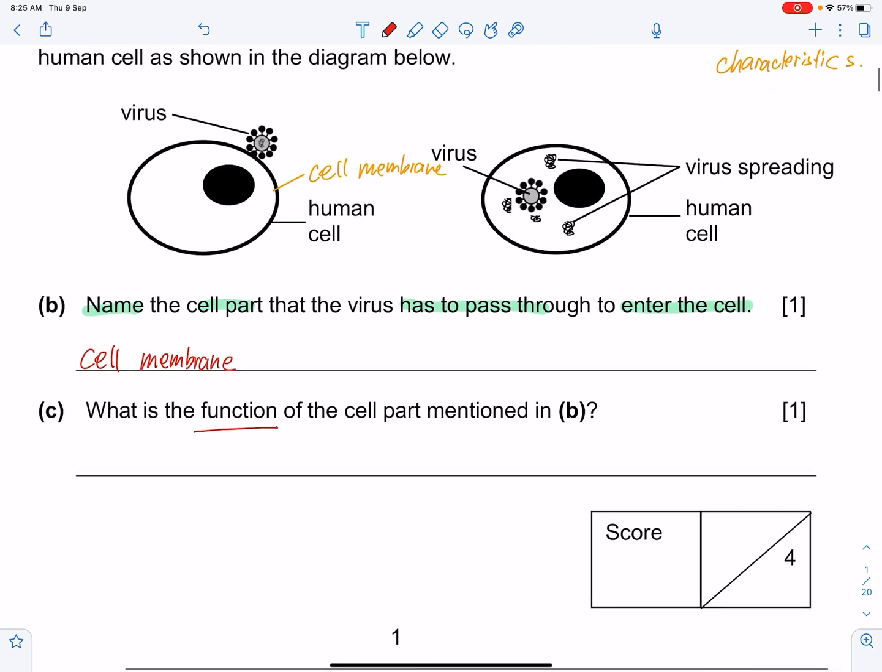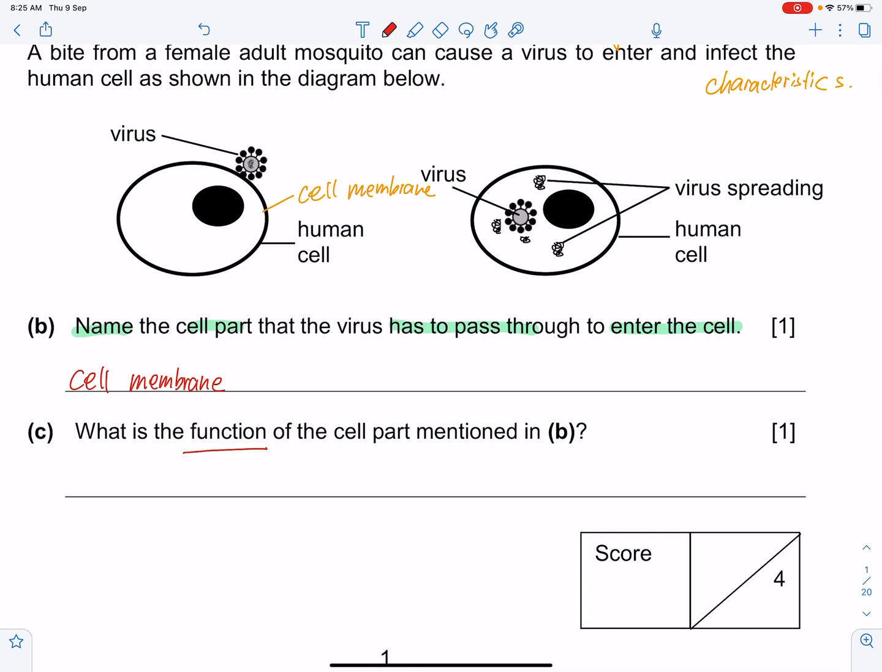Now, a lot of students are using the wrong keyword. Please do not use the word allows. The word here is control, because allow sounds very frivolous. Your cells are structured in such a way that is highly selective in allowing certain things to enter and not. If not, you'll be infected by a lot of different kinds of viruses, not just your coronavirus, but many others. So basically, it controls what goes in and out of your cell quite specifically. So please do not use allow.